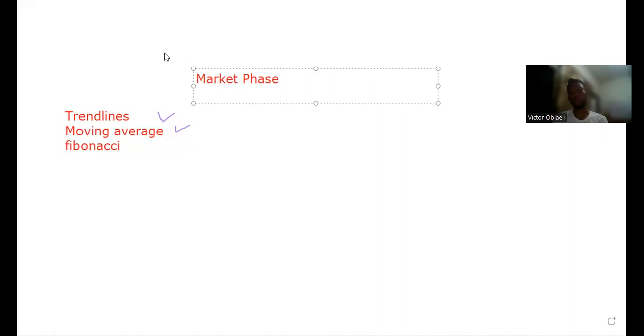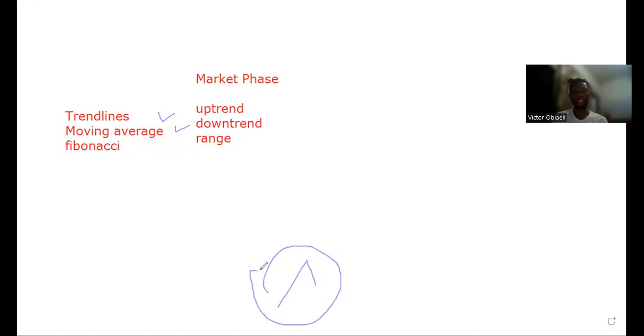Now, the first phase is an uptrend. The second one is a downtrend. And the third one is the range. We call it the range or the accumulation or the distribution whatsoever. But now this is what the market does. And now what consists the market trend? Two things, the impulse move and the corrective move. These two things give us the trend.